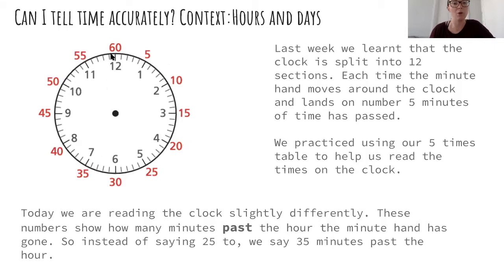So we know that the clock goes in 5-minute intervals, and in the hour there are 60 minutes. So there are 1, 2, 3, 4, 5, 6, 7, 8, 9, 10, 11, 12 sections of 5, and 12 5s are 60. So we know there's 60 minutes in an hour. So instead of saying 25 to, for here where the 7 is, we could say 35 minutes have passed around the hour. So all of that is a little bit confusing.